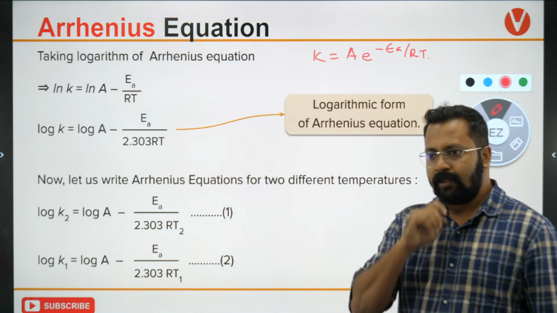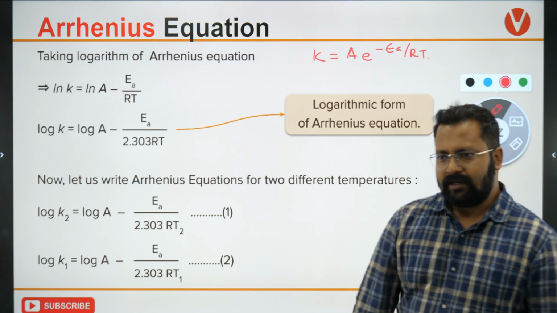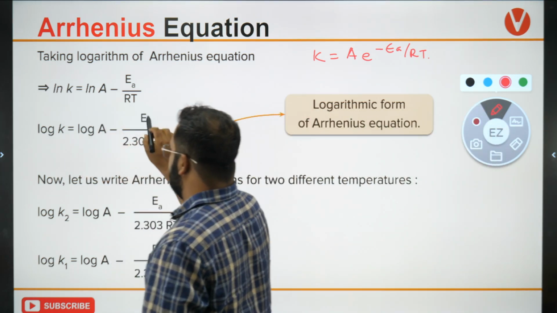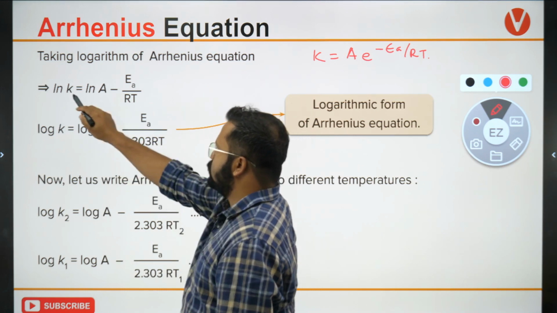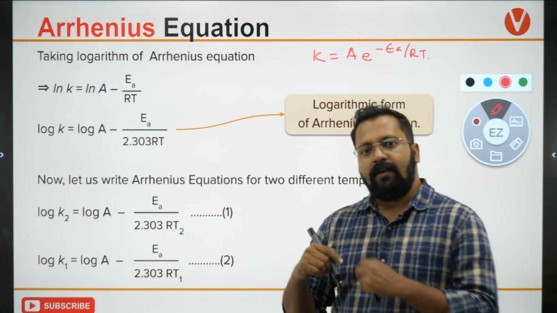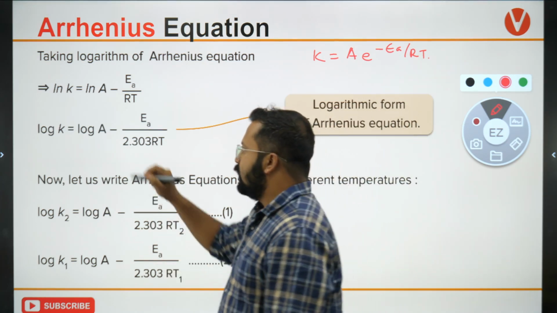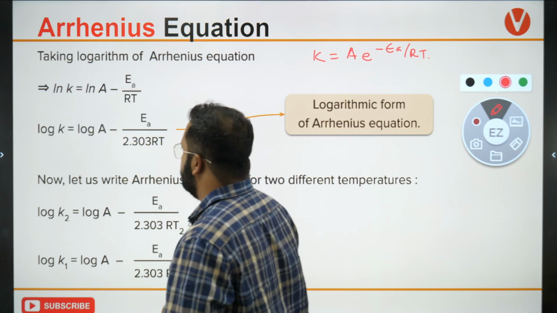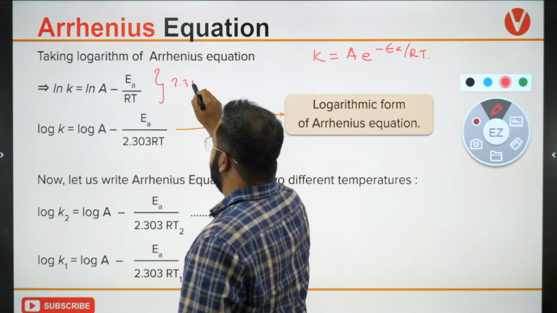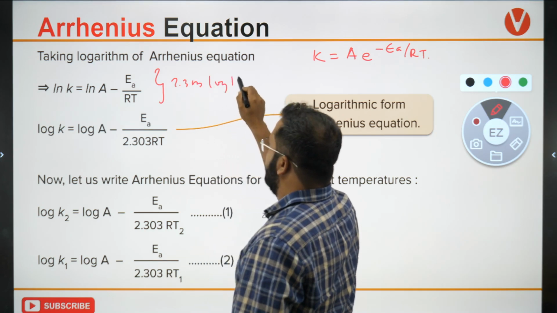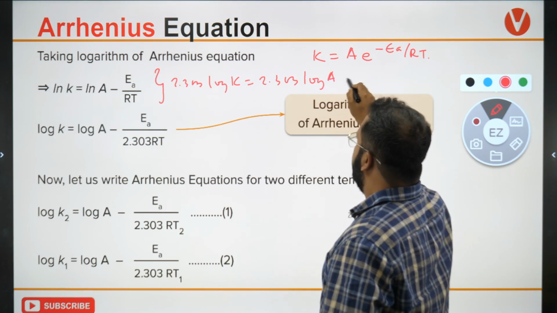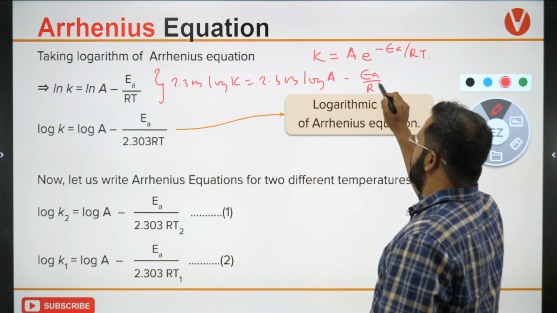That's correct. log k is equal to log A minus Ea by 2.303 R, because ln is log base e. To convert log base e into log base 10, I have to multiply by 2.303. So this equation would be written as 2.303 log k is equal to 2.303 log A minus Ea upon RT.